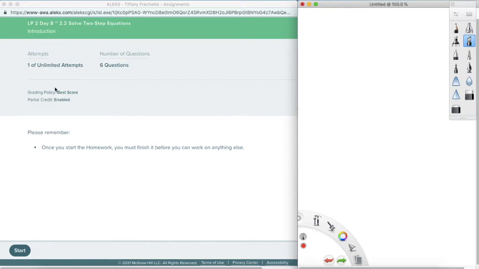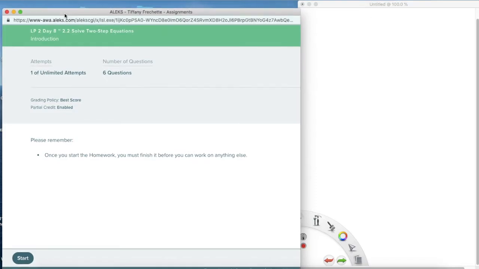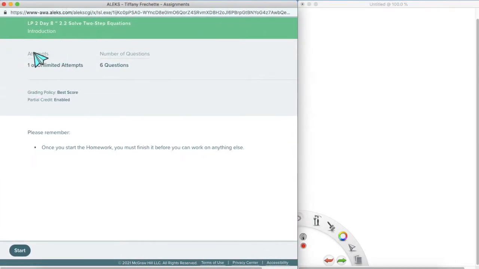You will also see a due date on the beginning here. I don't see a due date on mine because this is the teacher preview. It doesn't give me a due date, but you will see one here for you. You always have unlimited retakes, so you can come in here and take this as many times as you would like until you get the grade that you're happy with, or 100%.